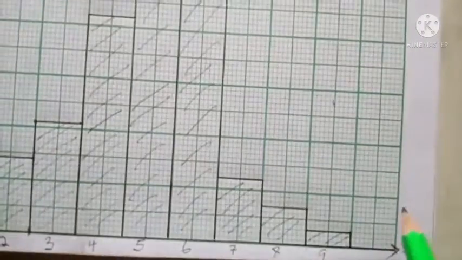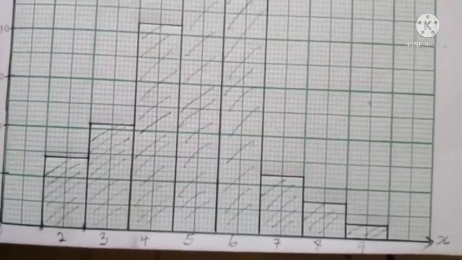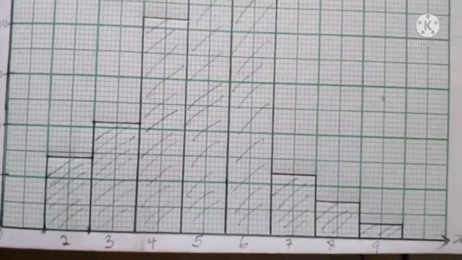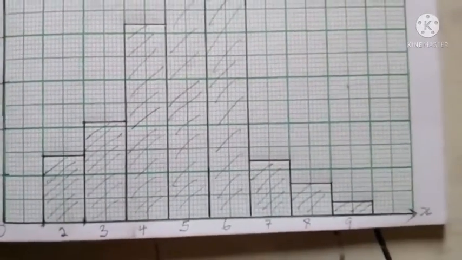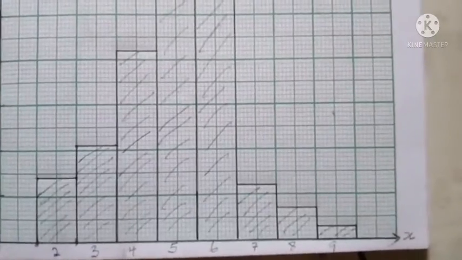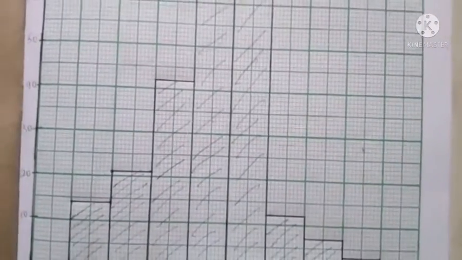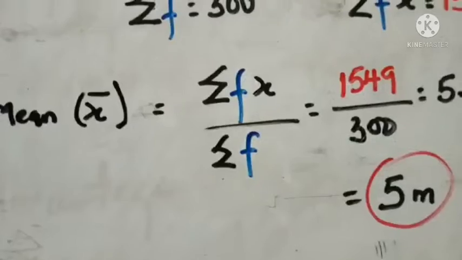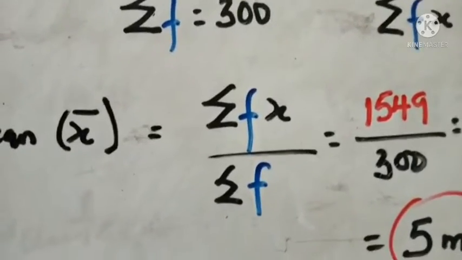Now the next question says that we should find the mean of this type of information. What is the mean? The mean is the average, right? The mean is the average. Okay. Now the question says you should find the mean for the distribution.